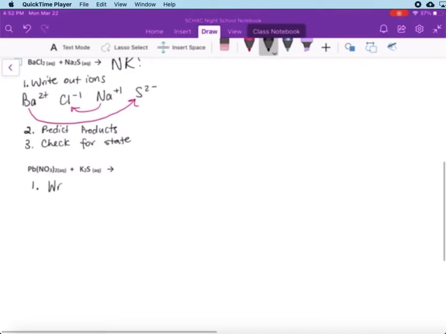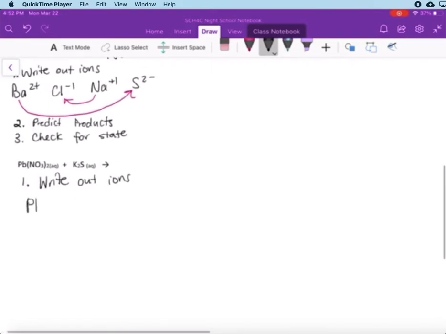Number 1, we're going to write out all the ions that we make. So here we have lead nitrate. We see the little 2. We have to reverse crisscross to see that we have lead 2 here, 2+. Nitrate is always -1, potassium +1, sulfur 2-.